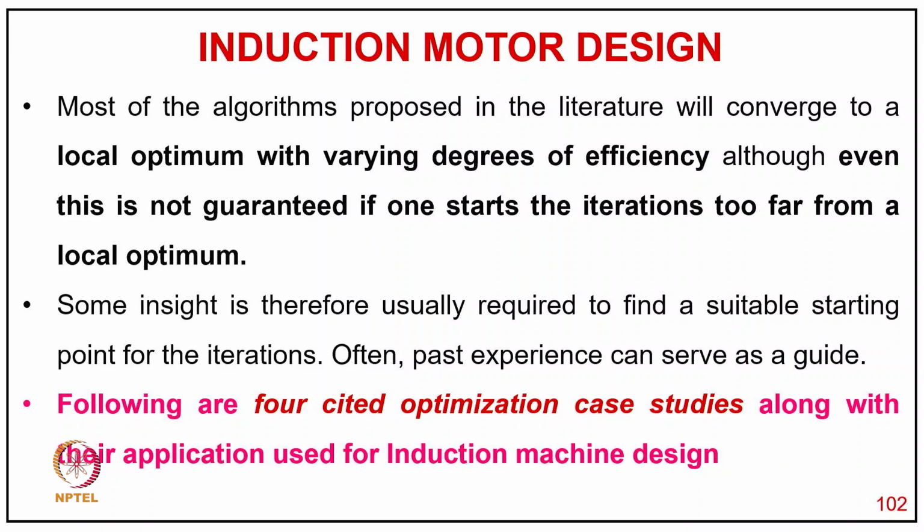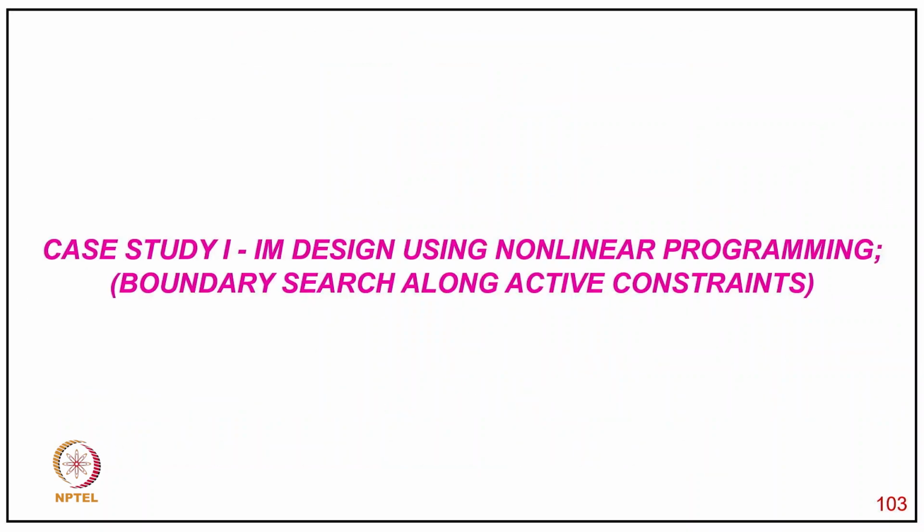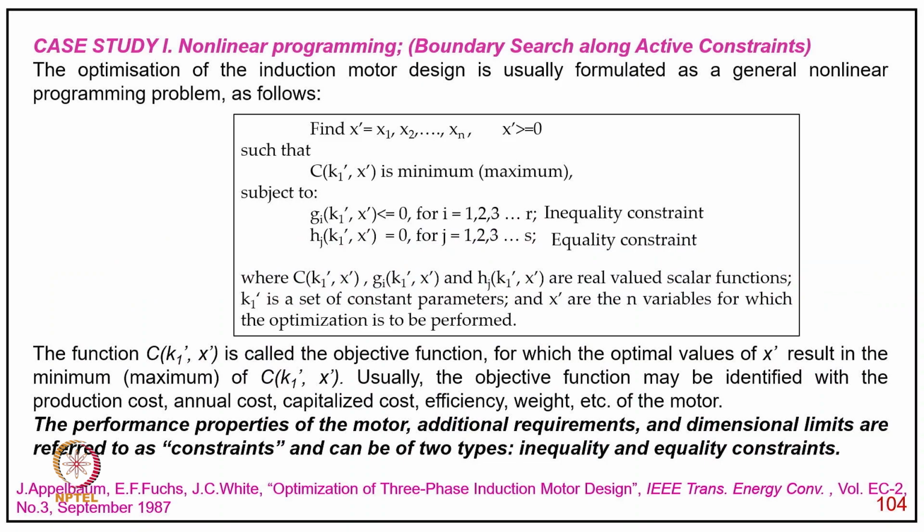So following are the four cited optimization case studies along with their application used for induction motor design. Coming to the first case study, induction motor design using nonlinear programming as a boundary search along with the active constraint. The concept here is that because of the constraint, your optimum design will always be on the boundary.